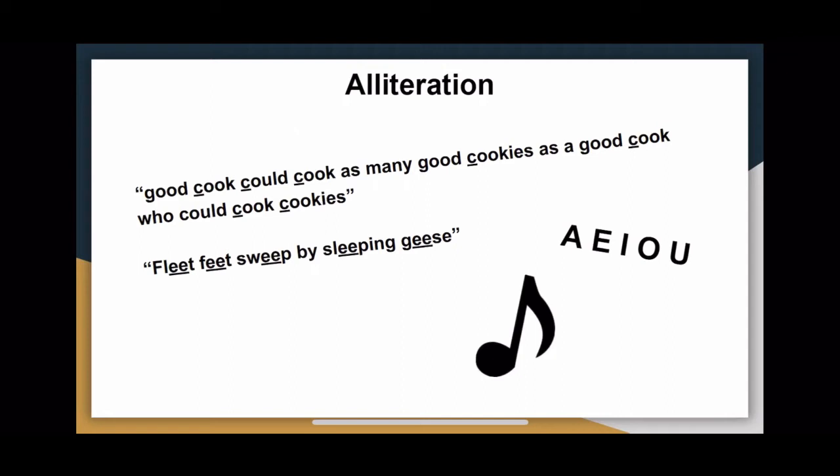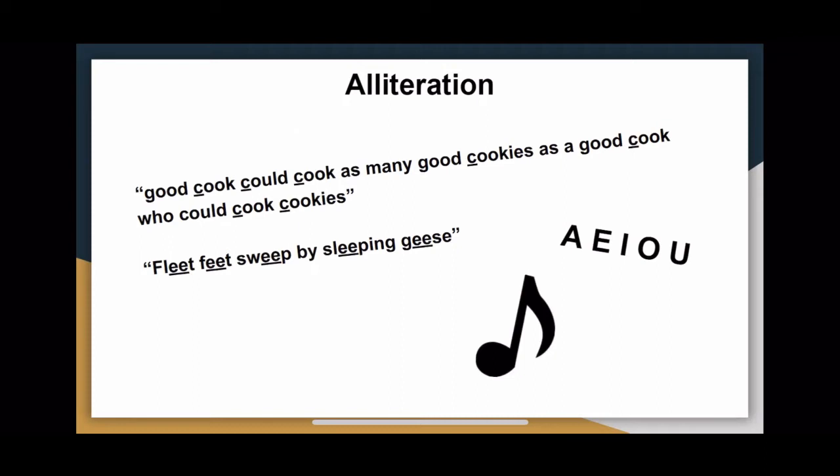And alliterations are simply words put together that create a rhythmic repetition. An alliteration can not only be a repetition of a letter, but can also be a repetition of a vowel or repetition of an end word. For example, this alliteration uses vowels as its repeated letter. Fleet feet sweep by sleeping geese. This is an example of an alliteration that repeats the letter E.